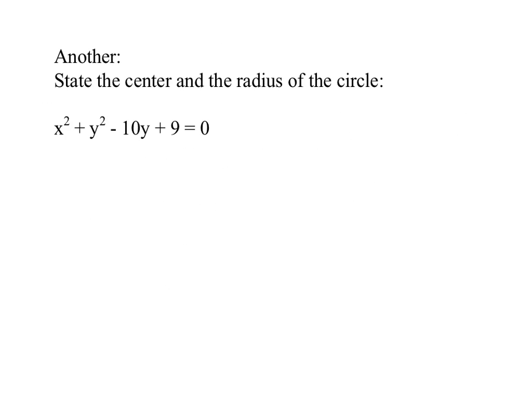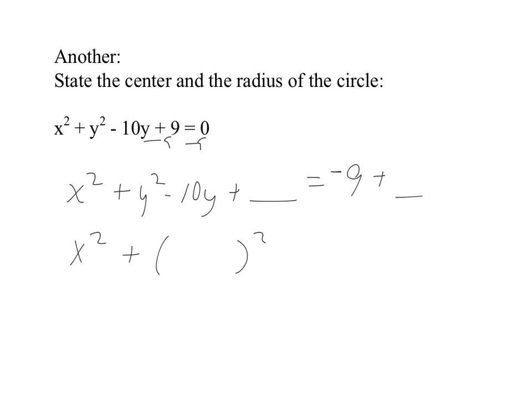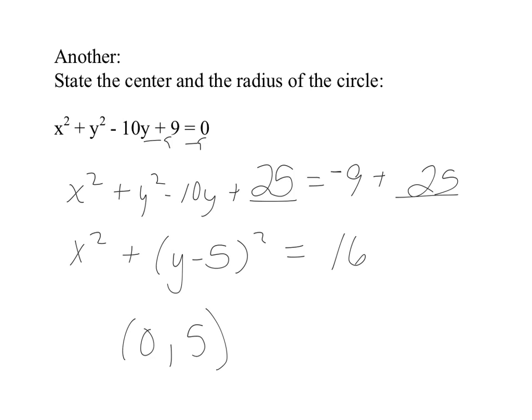Okay, let's try this one. x squared. There's no other x, so that already tells me the x coordinate is 0. y stays here. Subtract that 9. x squared is already a perfect square, so we are going to make this y minus 5 squared, which is 25. So this is 16. So the center is 0, 5, and the radius is 4.